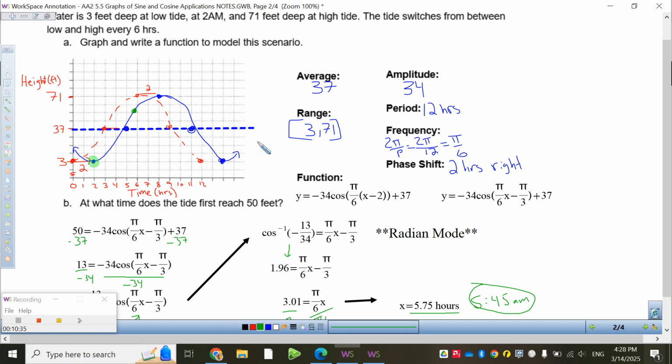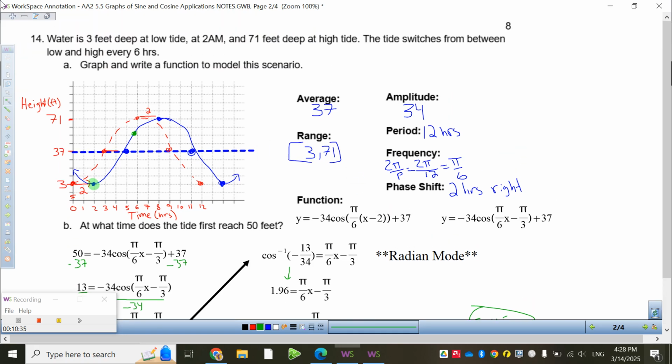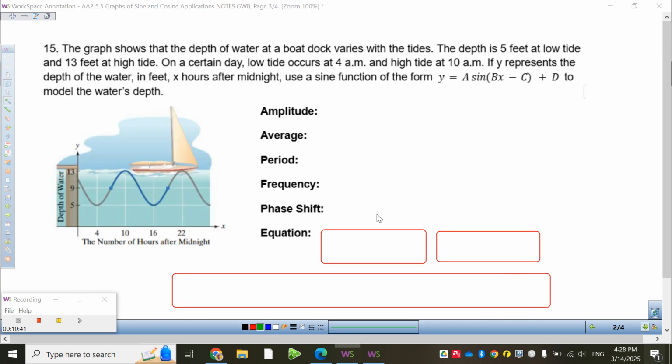Okay. All right. Let's move on to our next application problem. All right. The graph shows that the depth of water at a boat dock varies with the tides.